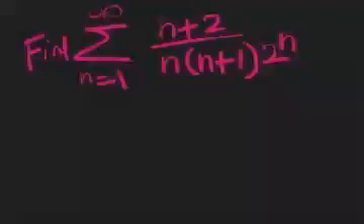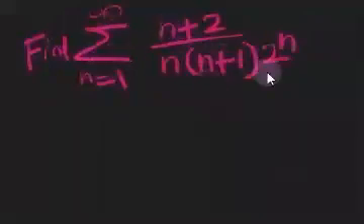Guys, in this video we are going to evaluate this kind of series. So we are asked to find the sum of this series. What is the series? The sum from n equals 1 to infinity of (n plus 2) divided by n times (n plus 1) times 2 to the power n.